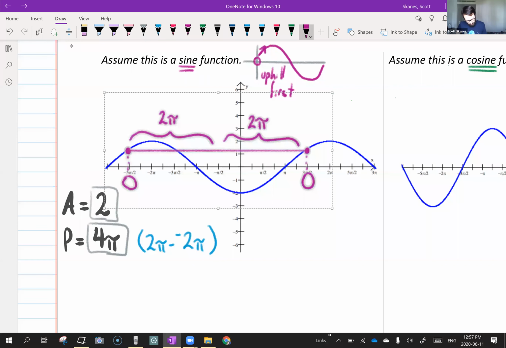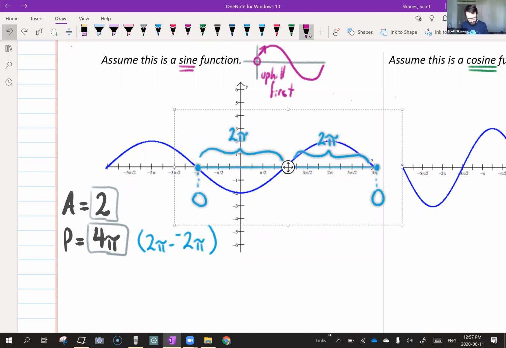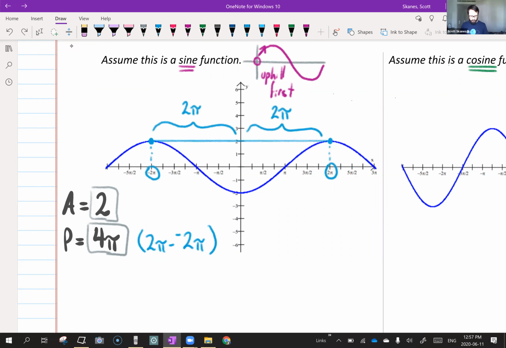If I chose this point, oops, if I chose this, then it would be the start of one, goes down, and then starts again. That's still a full cycle. It's just a really bad choice for figuring out the period. You'd still be able to do it. It'll be 3 pi over 2 minus negative 5 pi over 2. Still 4 pi. It just doesn't make any sense. You're not making your life easier, and you should always be making your life easier, not harder. Okay? Long story short, the period is found by choosing 2 identical points on the curve and subtracting the distance between them, or seeing it visually.